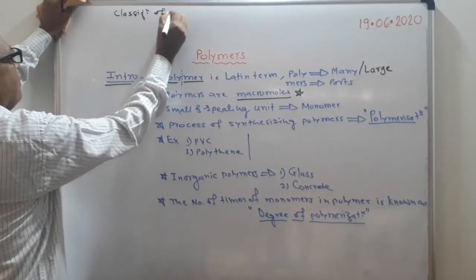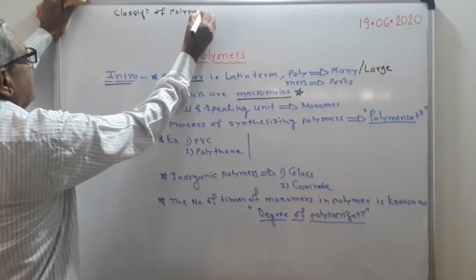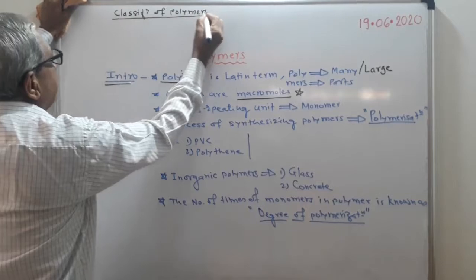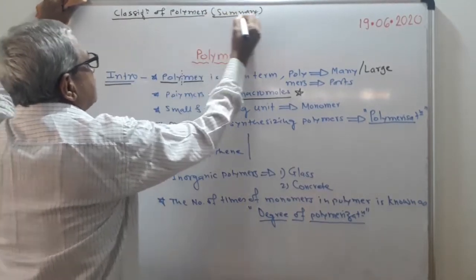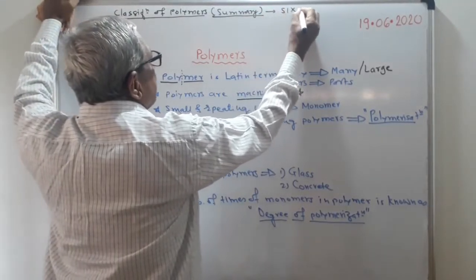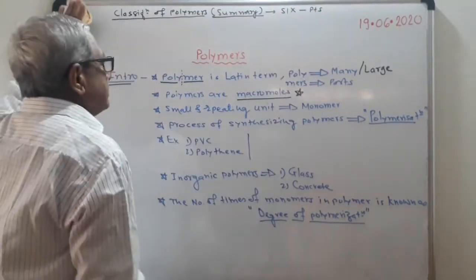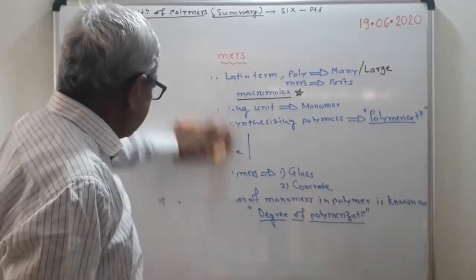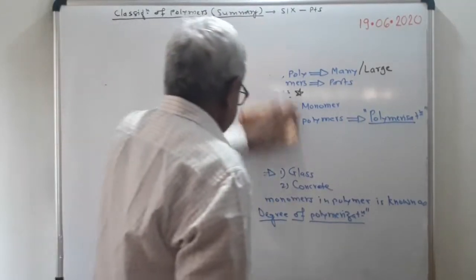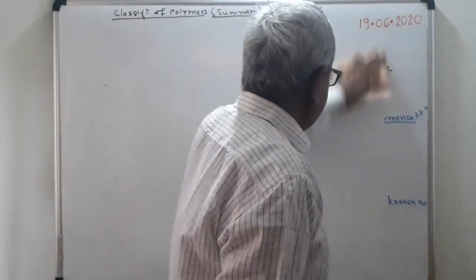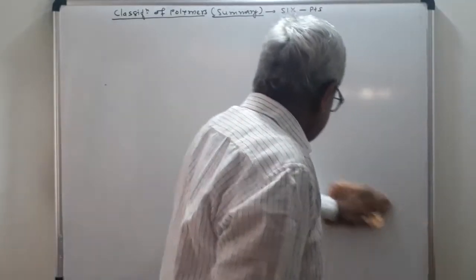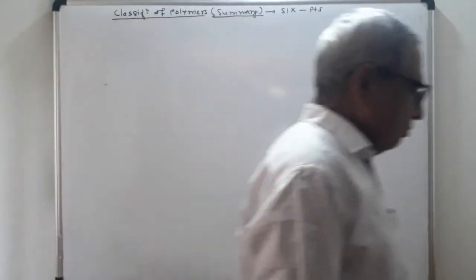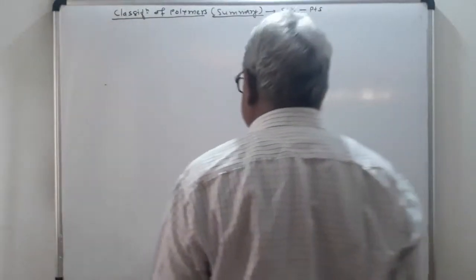Classification of polymers. This is one of the important points. I will do the summary here, and from that summary I will explain. This is based on 6 points. So I will explain here the classification of polymers. That is based on the source, based on process, based on properties. Polymers are classified on the basis of these.